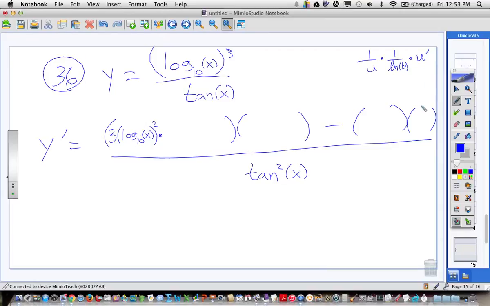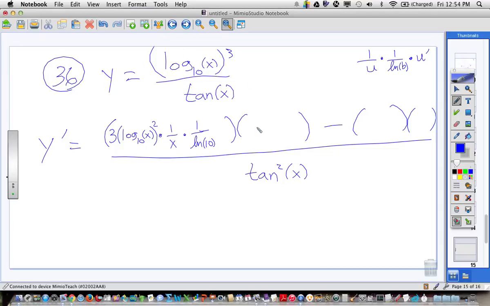Now it turns out x is the inside, so our u is just x, and the derivative of x is 1, so we don't have to worry about that. But it is 1 over the inside, which is x, times 1 over ln 10, and then the derivative of the inside is just 1. Okay, so there it is. So that's the derivative of the top. I mean, that right there could be a problem on the gateway test, right? Just being able to do the derivative of log base 10 of x all cubed. So that's just part of our quotient rule.